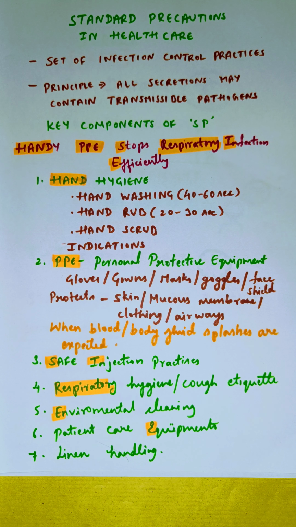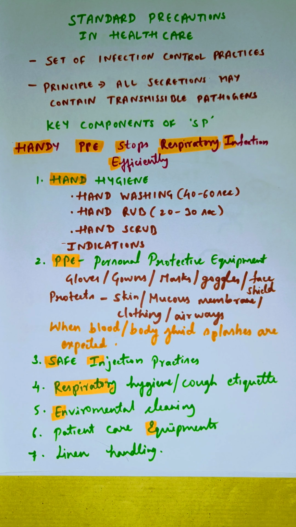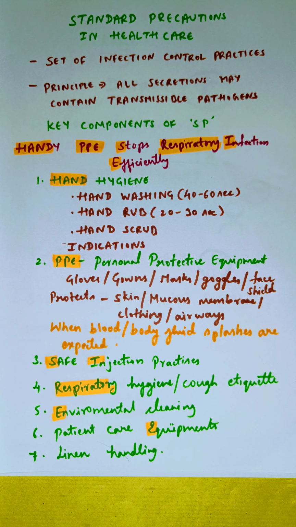So this is a mnemonic you can remember for this. Hand hygiene includes hand washing, hand rub, hand scrub. Hand washing takes around 40 to 60 seconds. You wet your hands, apply soap, rinse well and dry thoroughly with a towel. Using the same towel, you close the tap.